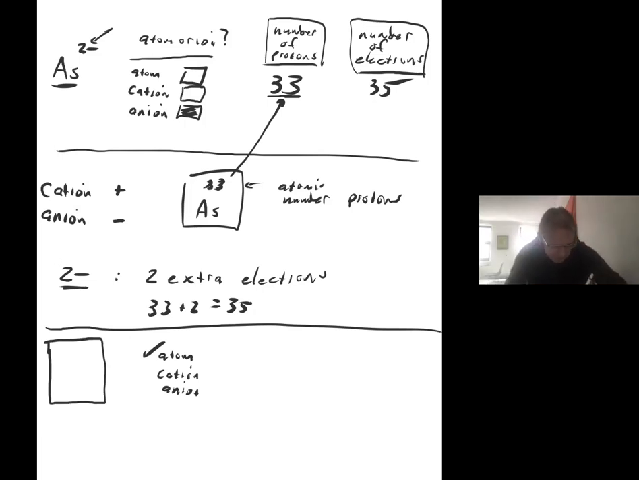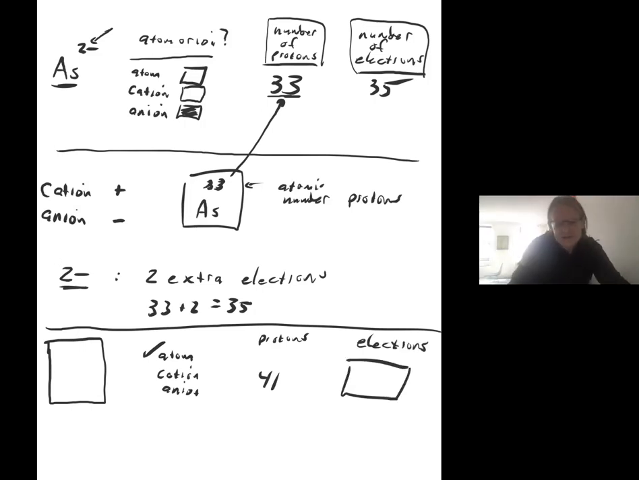There we go. So I'm going to tell you it's an atom. It's not a cation or an anion. It's an atom. So we know it's an atom. And then they're going to give us the number of protons is 41, and then we have to figure out the number of electrons.